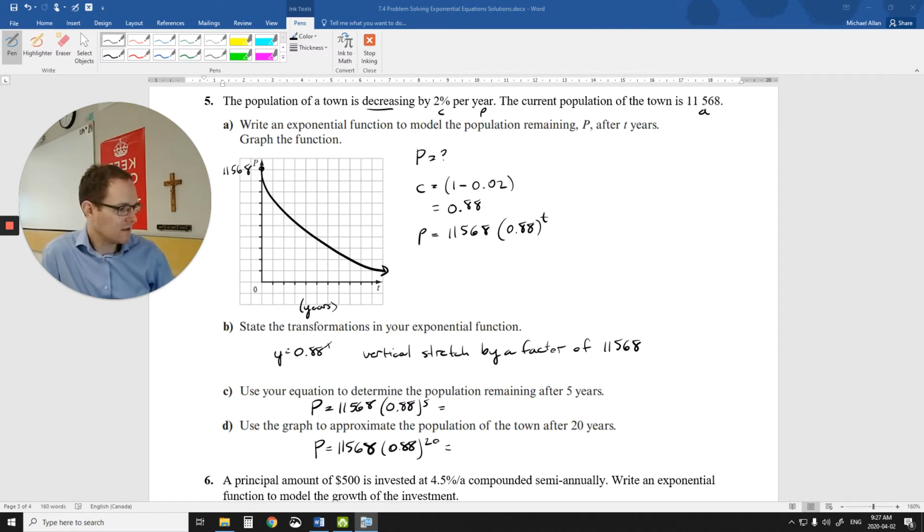11,568 times 0.88 raised to the power of 5. Okay, so after 5 years, I should have 6,104.4 people. I can't have 0.8 of a person. And then after 20 years, let me just quickly change the equation here. Have a little 20 there instead. I'm going to have 897 people.